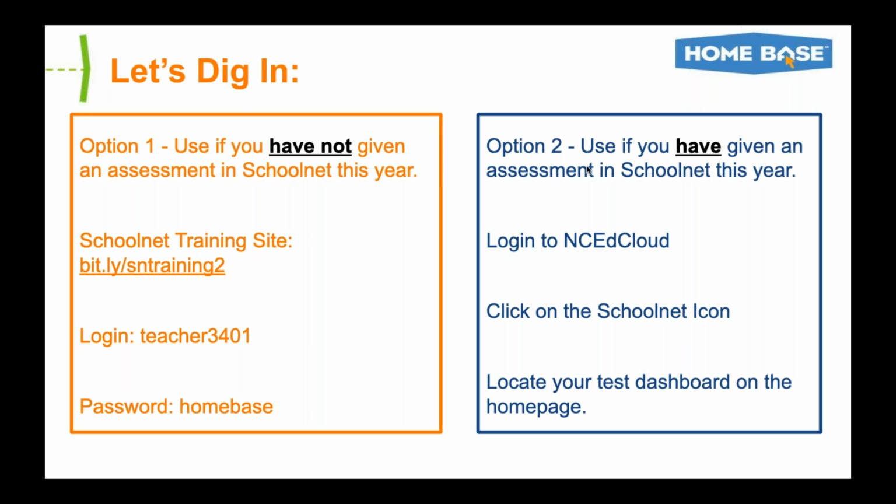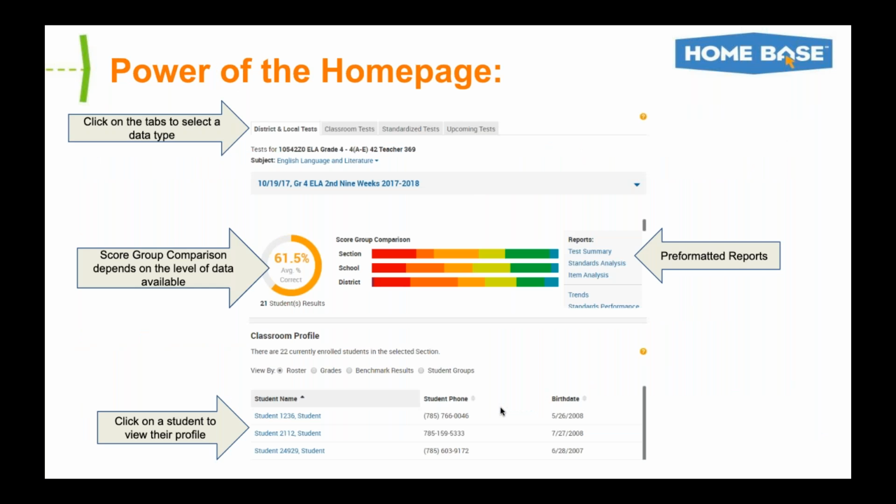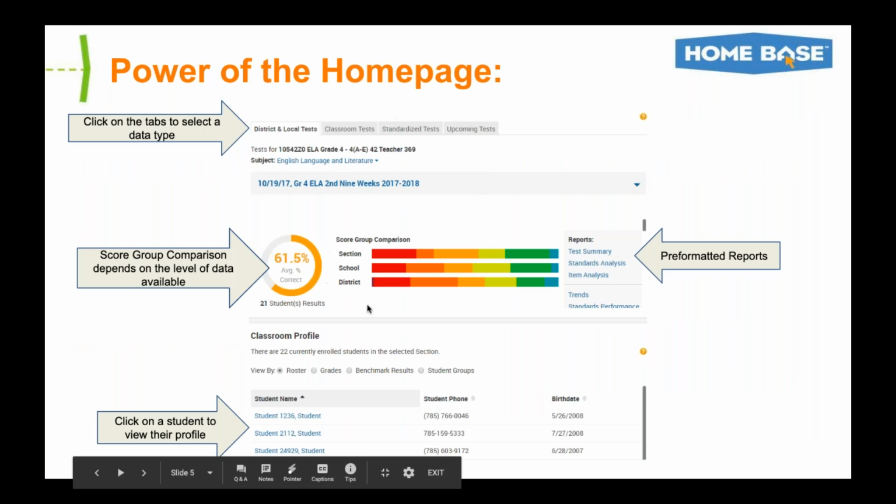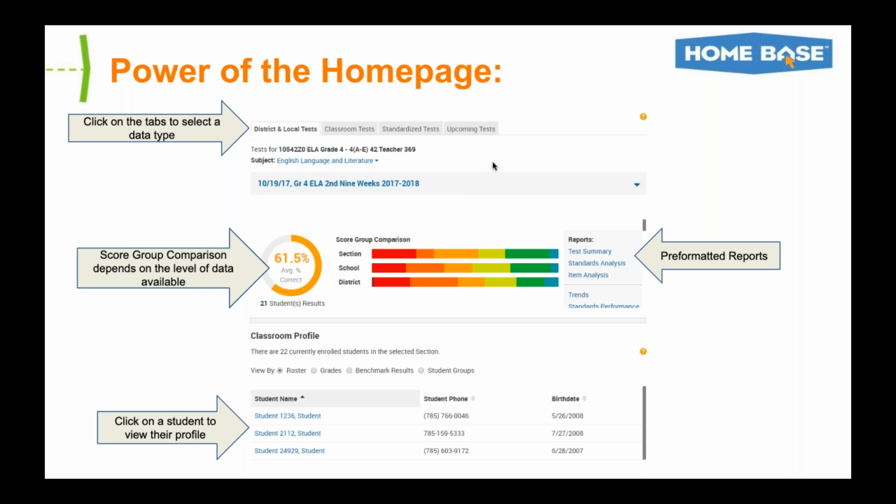But if you have given an assessment in Schoolnet recently, this school year in particular, I would like you to actually log in to your live site. So going into the NC Ed Cloud, clicking on the Schoolnet icon, and then finding that dashboard that we just showed previously on the homepage. So if you are going to look at your own live data, which I think is more powerful, then on your screen, you're going to go to the home page and scroll down just a little bit until you see kind of the data dashboard right there on your home page.